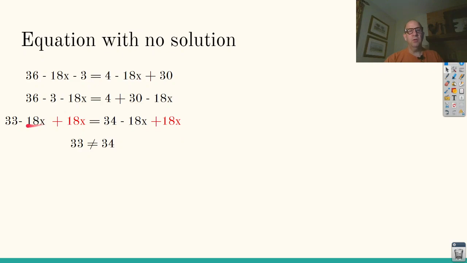So on the left, I've got 33. And on the right, I've got 34. They are not equal. There are no solutions for this. No matter what I put in for x, it doesn't matter because basically down here, the x's cancel each other out.